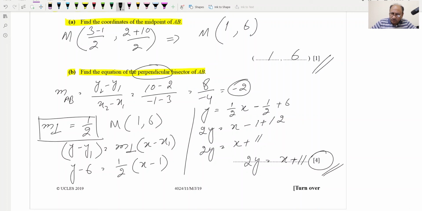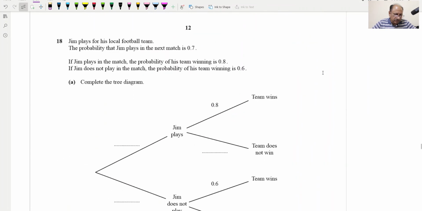And see, this is a 4-mark question, which is very straightforward and easy. If you know the technique, then it's nothing. Now question number 18. Question number 18, this is a tree diagram.